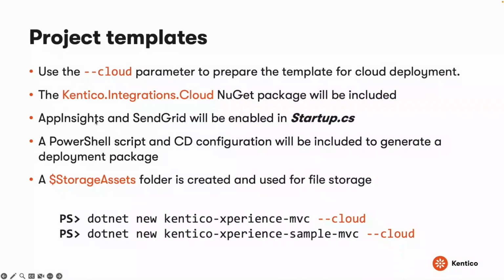The cloud templates include the Cloud Integrations NuGet package, so Application Insights and your SendGrid emailing service will be enabled on startup in the cloud. A PowerShell script and CD configuration will also be included to generate a deployment package, and there's also a storage assets folder that's created and used for storing any files you might want to upload with that package.